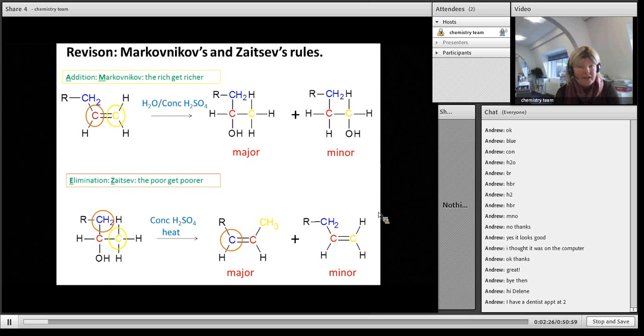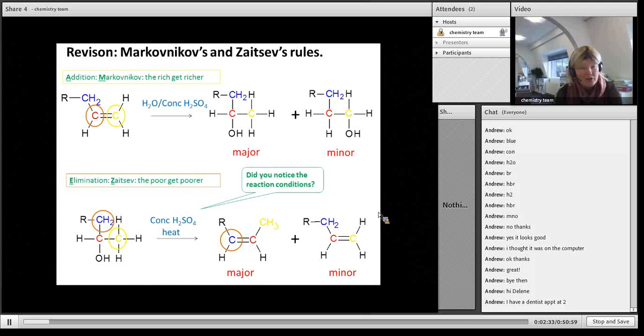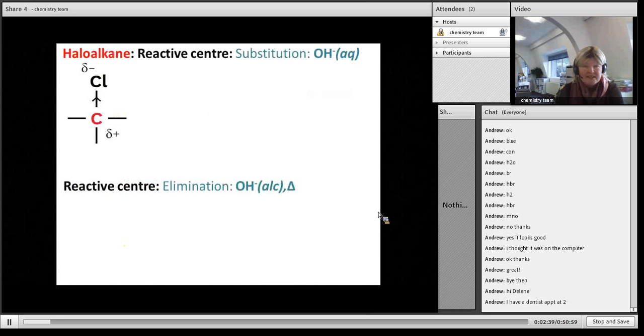Okay, and then I'm going to keep on hammering the reaction conditions. Please, when you go through these booklets and you make your own notes, look at those reaction conditions because they sometimes look very similar, but they're still different.